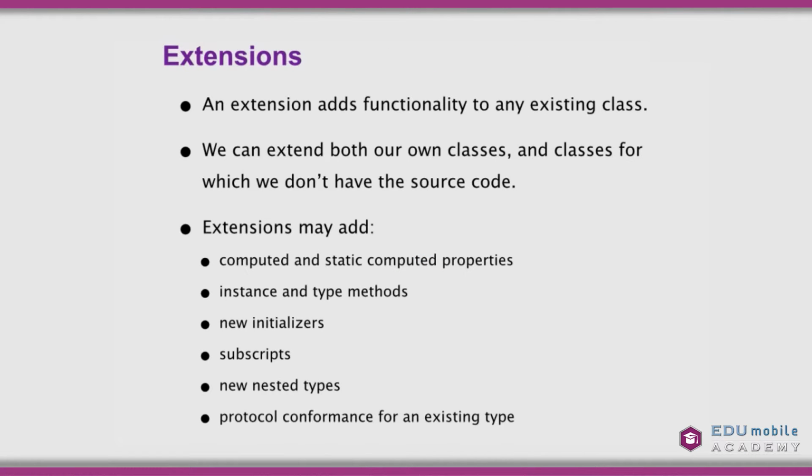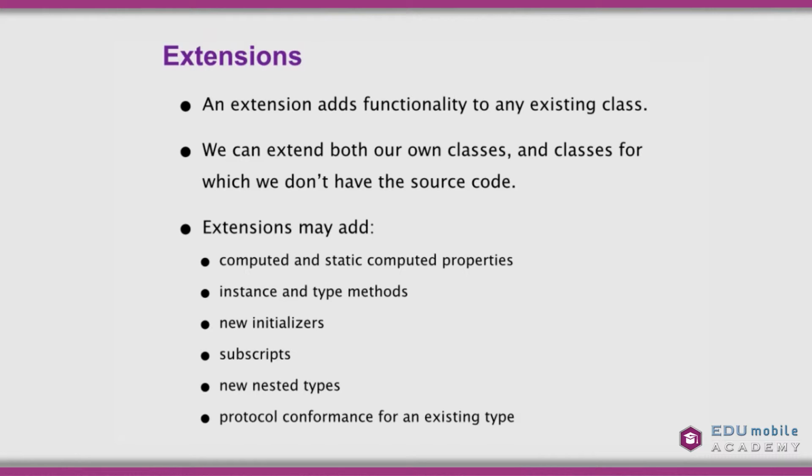Okay. Now let's talk about extensions. An extension, if you know Objective-C, is like a category in Objective-C. We also had extensions in Objective-C. These are not the same things. An extension in Swift adds functionality to any existing class. We can extend our own classes. We can extend classes for which we don't have the source code. Extensions are the old Objective-C idea of categories, but they're a little bit more powerful.